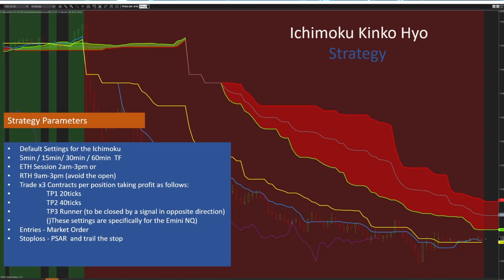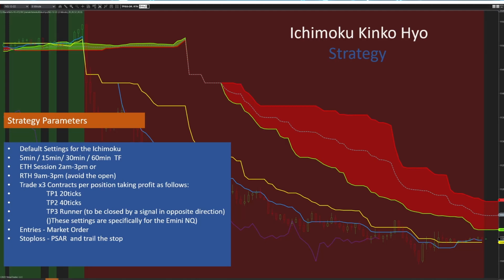Try and avoid activating this strategy at the Chicago Open, 8:30 on the dot, because price is extremely erratic sometimes and you can make large losses during that period. So set it to start at 9 a.m. Chicago time.